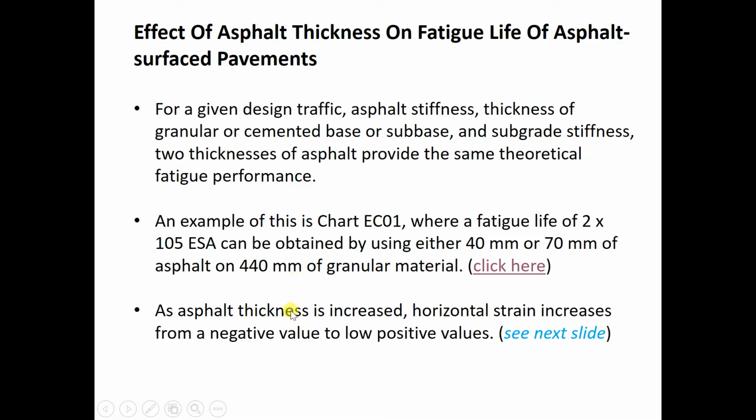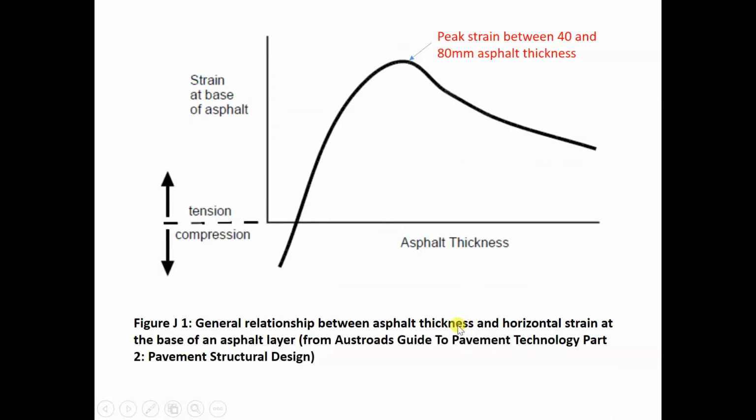So as the asphalt thickness increases, the horizontal strain increases from a negative value to a low positive value. So look at that. When the asphalt thickness increases, initially the asphalt is very thin, maybe let's say 50 mm. Here the peak is at 40, and let's say 20 mm.